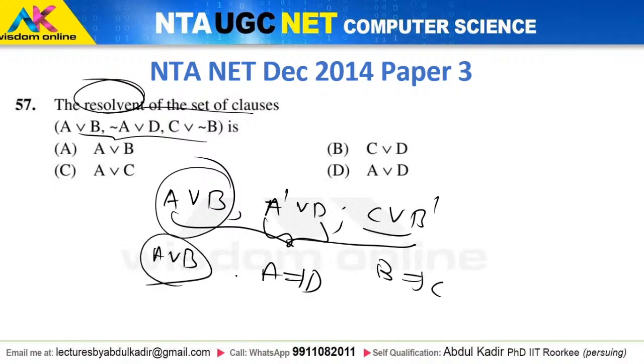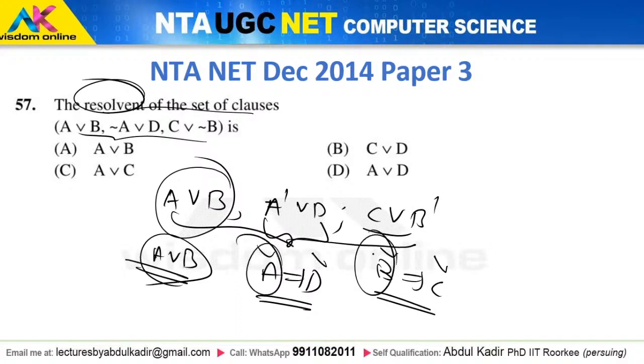We have already solved this question today. This is saying that A implies D, and this is saying that B implies C. If A is true, then D is true. If B is true, then C is true. And he is saying that either A is true or B is true. Then what will it mean? It will mean either C is true or D is true.